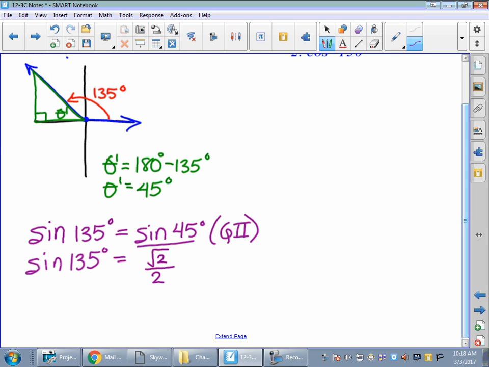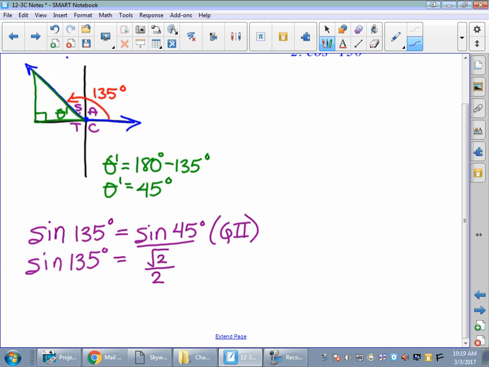Now where quadrant 2 comes into play is that I need to apply the CAST system here. So I'm actually going to bring in the CAST: All Students Take Calculus. By putting those letters in every single picture that you draw, it tells me that you applied the sign to every single problem.